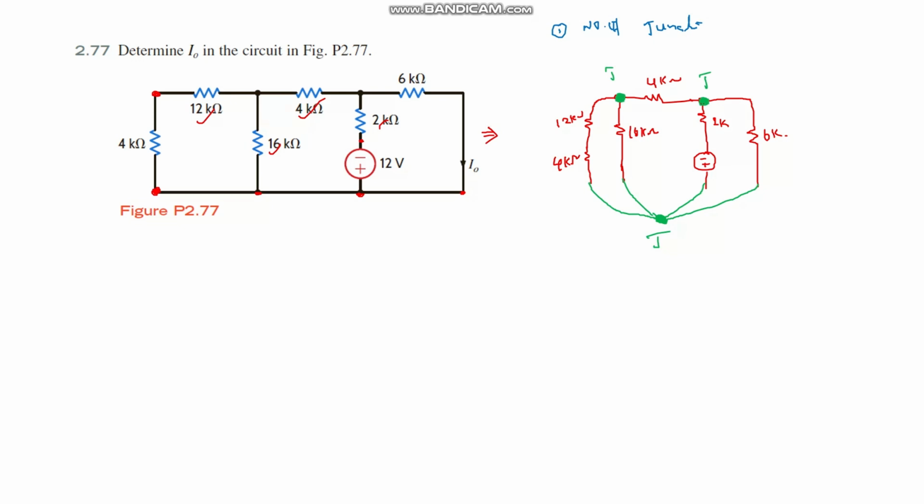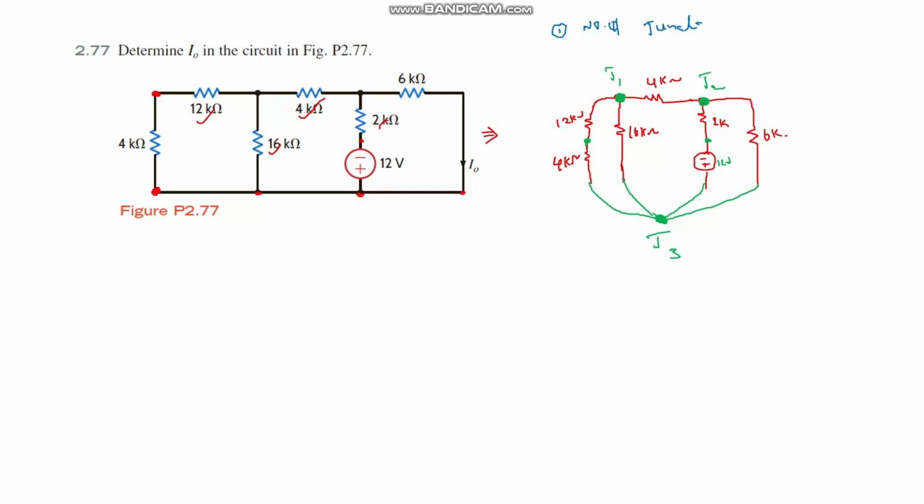So in this given circuit, there are three junctions: junction one, junction two, and junction three. This is the first step. If you want to know where the nodes are, this is node one, where the 12 ohm and 4 ohm resistances are connected together. The point connected between the 2 kilo ohm resistance and the voltage source is also called a node. There are three junctions and two nodes here.